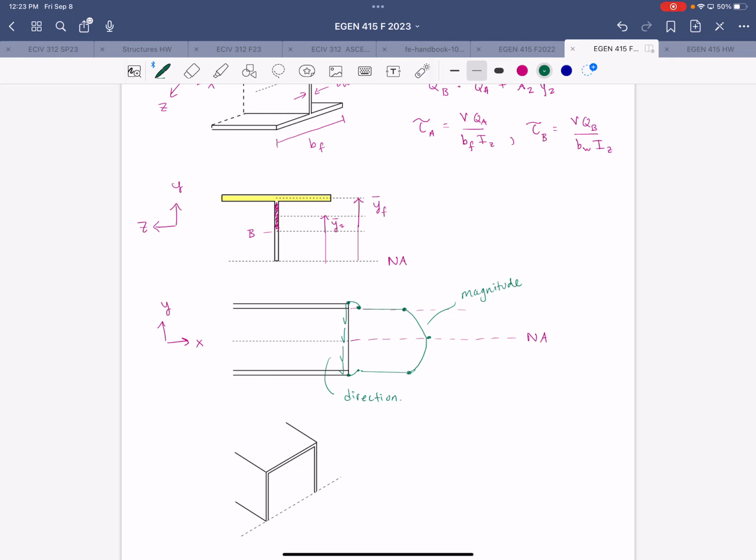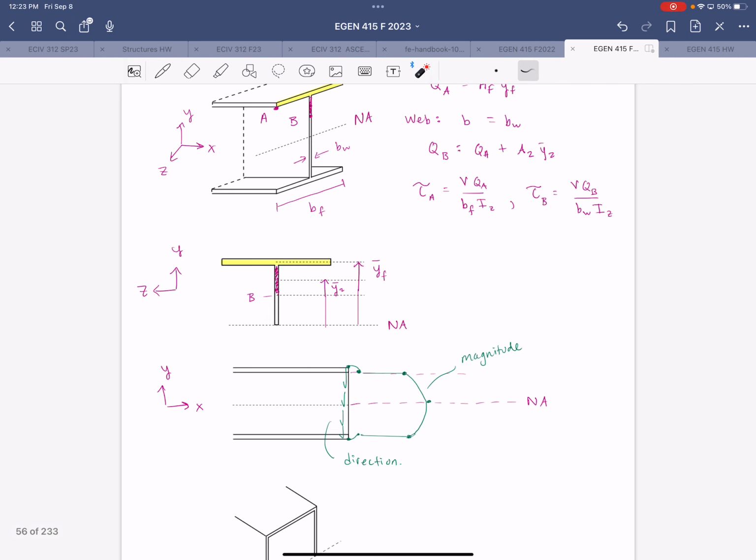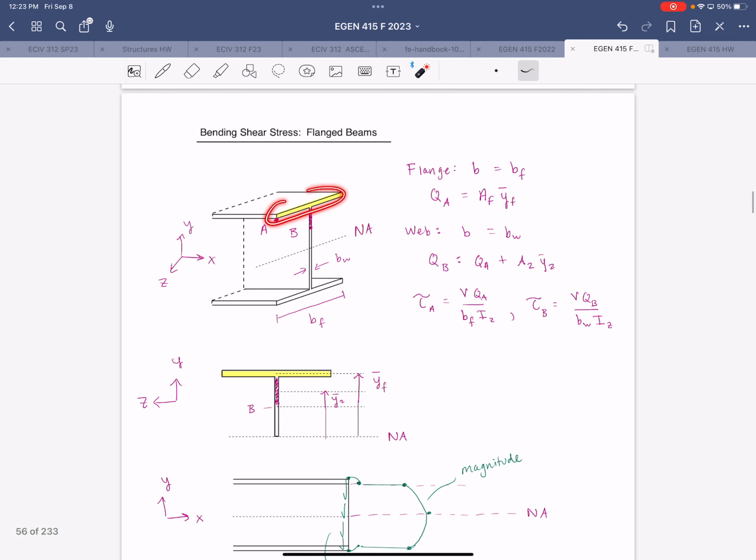Question: Is Y bar F including the area of the web? The distance, yeah. So the total distance for Y bar F is from the neutral axis to this point. Does it go to the centroid of just the top? Yep. So it's not including the area of the web in that? Correct. Yeah, so Y bar F is the distance to the centroid of the area above point A.